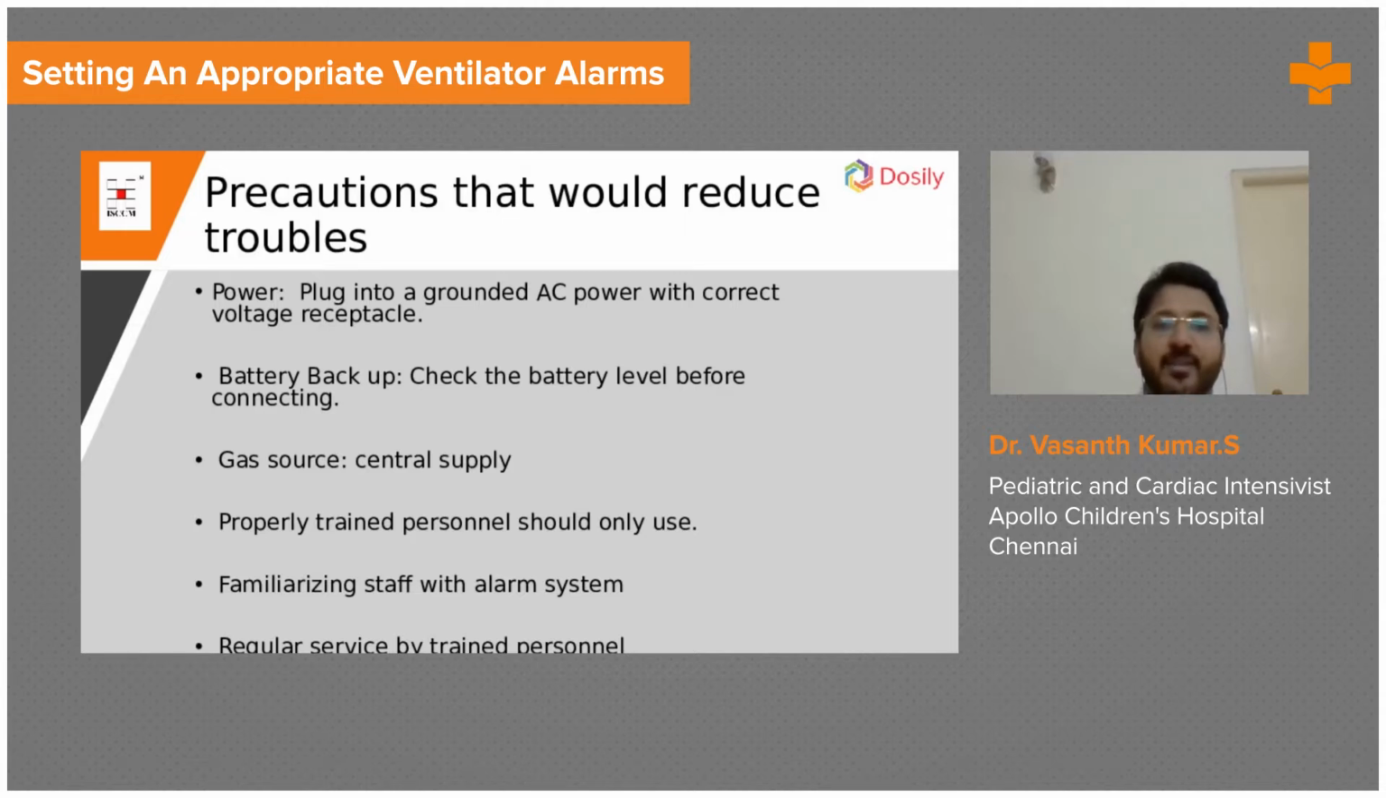How can you reduce the troubles? First, ensure the power source. Ensure the power is connected and you have a backup readily available. Your central supply, oxygen and air, should be checked regularly. And people who are in the ICU should know what is happening to the machine. They should be aware of how to use the ventilator machine.